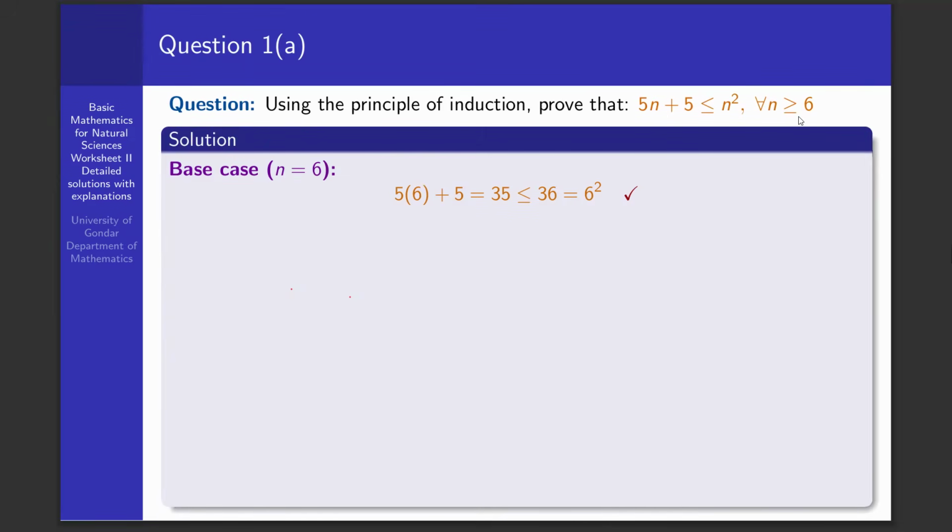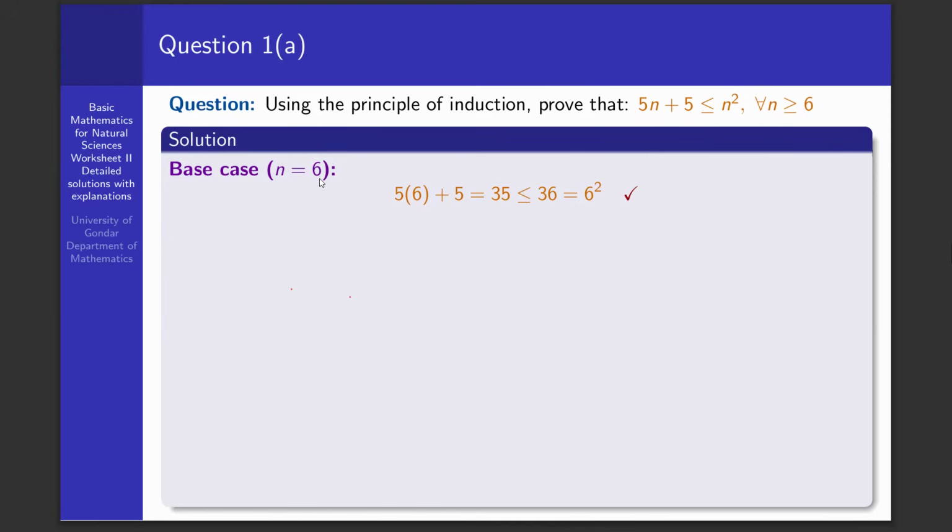So the first one, that is the base case, could be just proving or checking the truthiness of the statement for the first few elements of n. In this case, the first value of n is 6, so let us check for n equal to 6. Directly, if we substitute 6 in the place of n, here we have 5 times 6 plus 5 is equal to 35, which is less than or equal to 36, which is 6 square. So it holds true for the first value of n, that is n equal to 6.